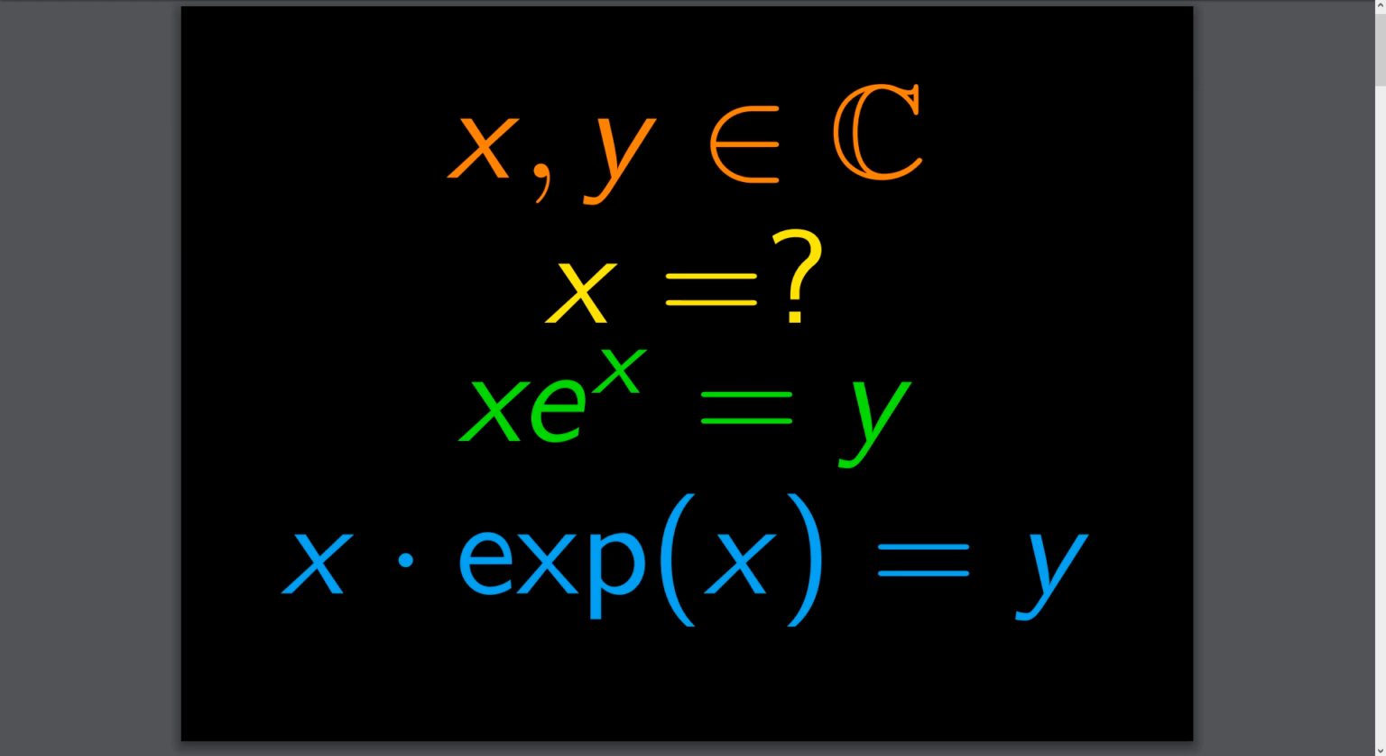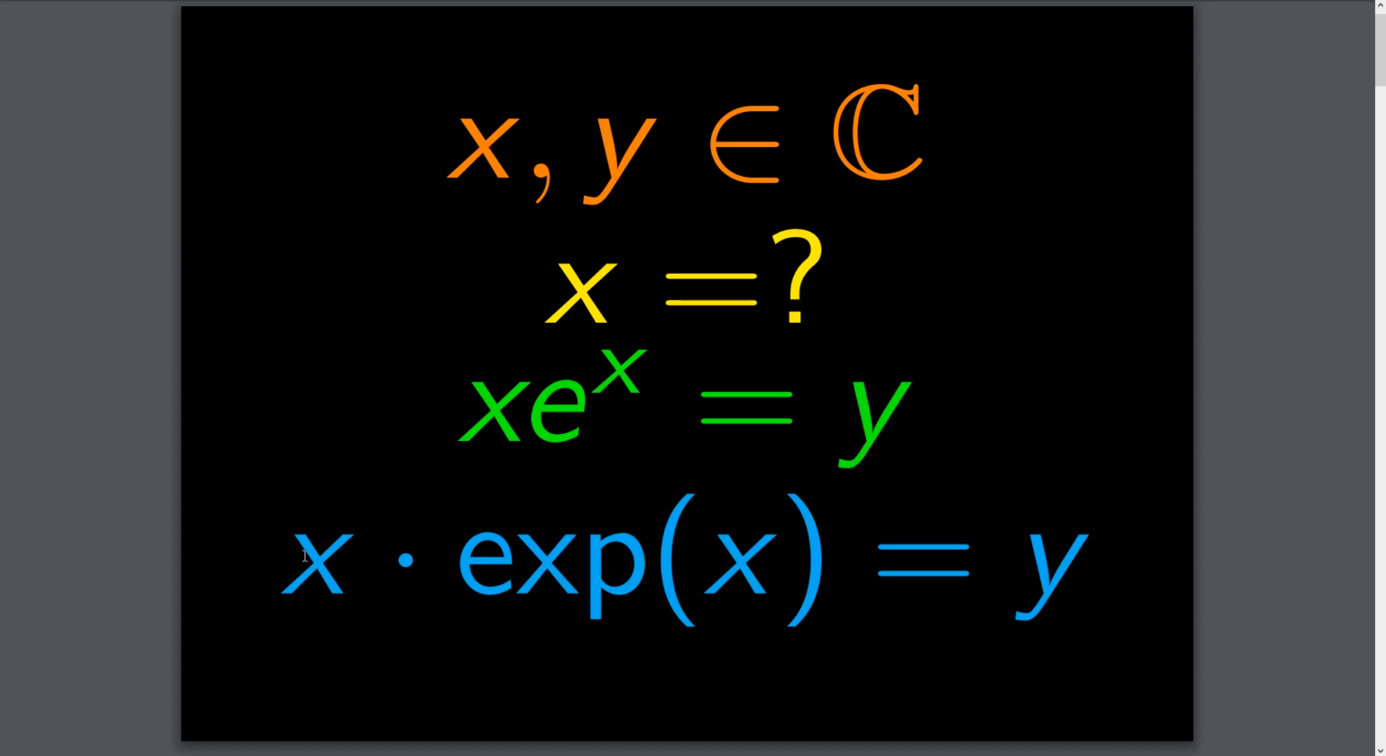So in this video we're going to be talking about the Lambert W function, and a very nice way to introduce this function is to consider the following example. Let's say you have two complex numbers, x and y, and the value of y is given, and you are looking for the value of x so that this condition is satisfied. So you should have x times e to the x equals y. In other words, you should solve this equation for x when the value of y is fixed, is given.